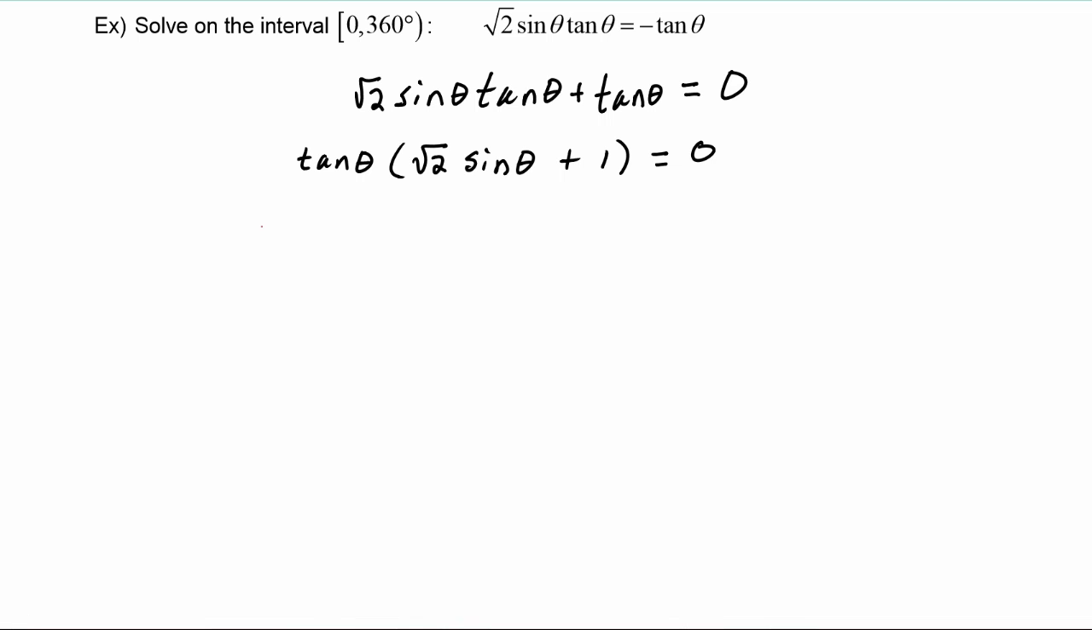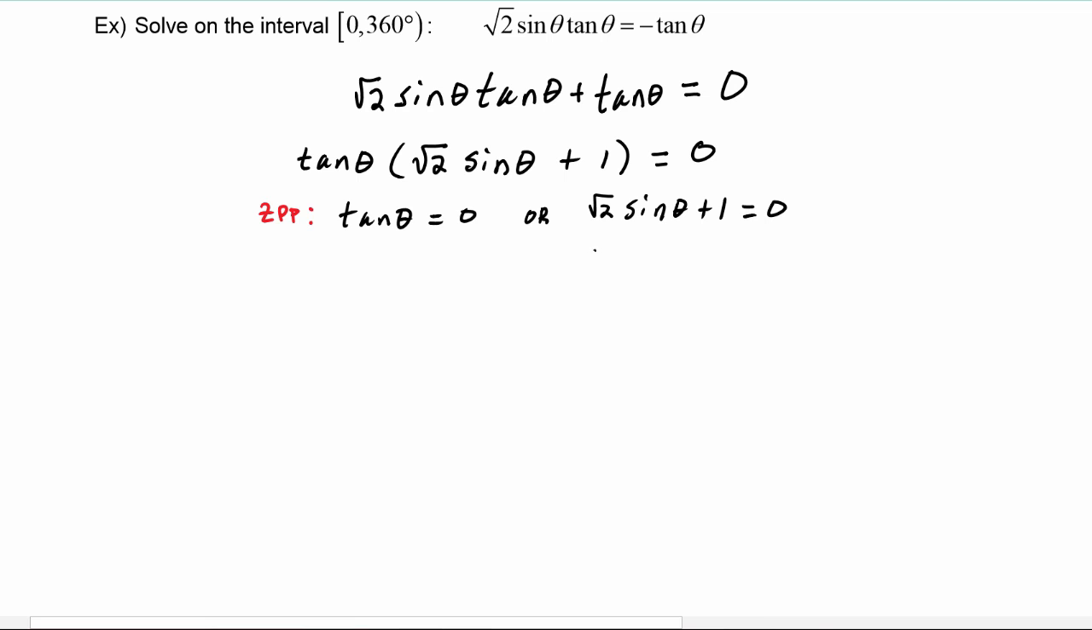We can apply the zero product property to say that tangent of theta has to equal 0, or radical 2 sine of theta plus 1 has to equal 0. This one has the trig function isolated already, so let's work on this one.